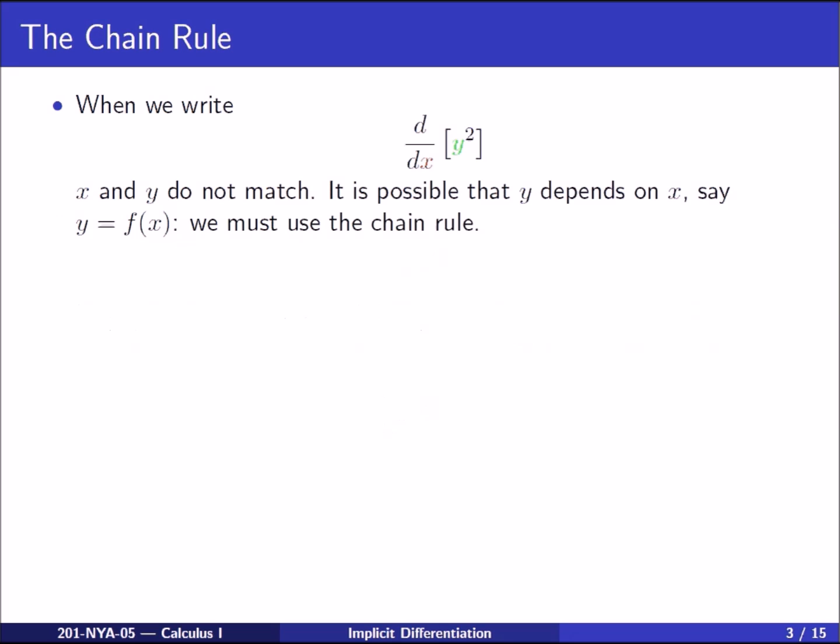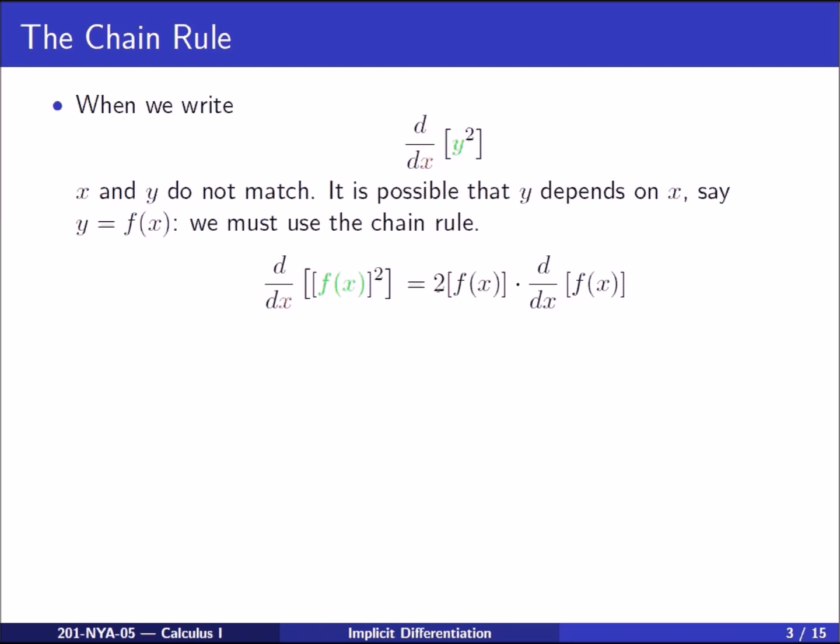However, when we write something like the derivative with respect to x of y squared, the x and the y, so the variable we're differentiating it with and the variable in the function, do not match. And it's possible that y is a function of x. So we can think of y as f of x. And in that case, we have a composition of functions. So we must use the chain rule in order to differentiate the expression. So temporarily, let's just replace y by f of x to see things in an easier way.